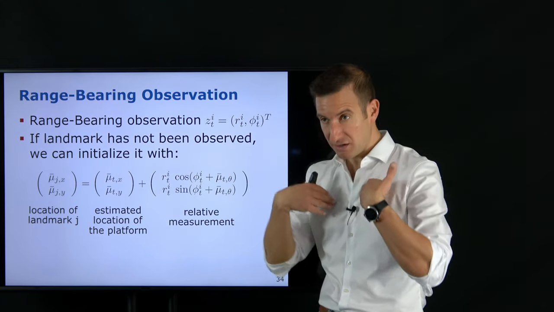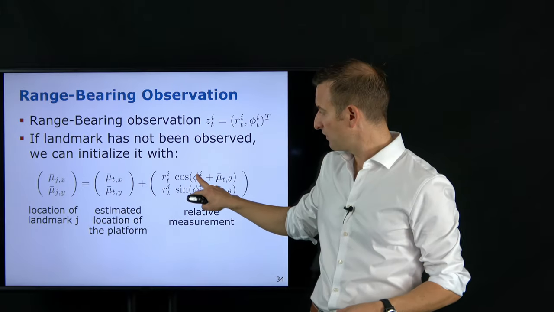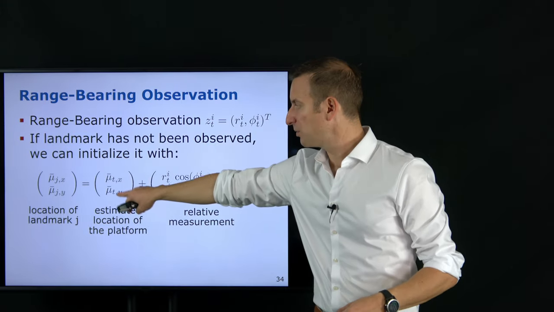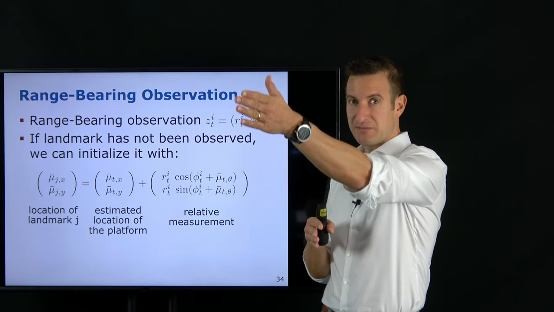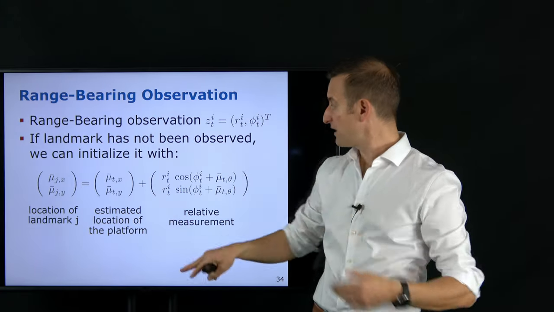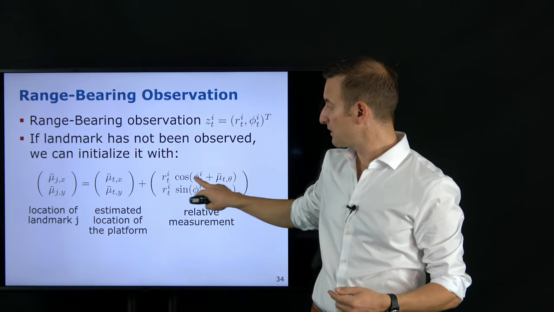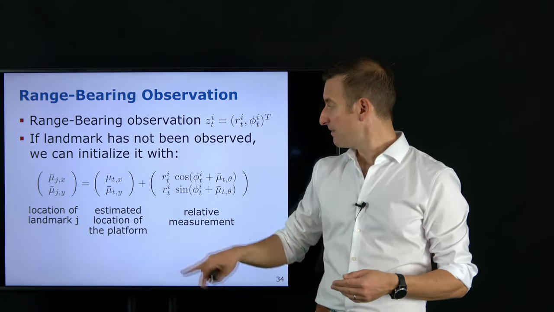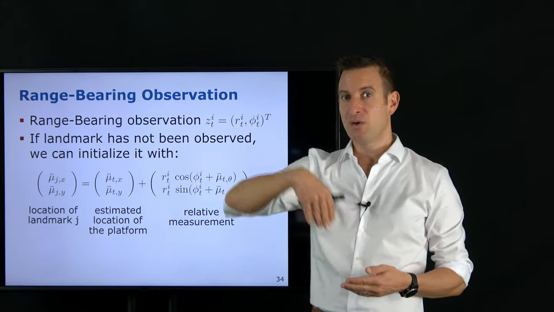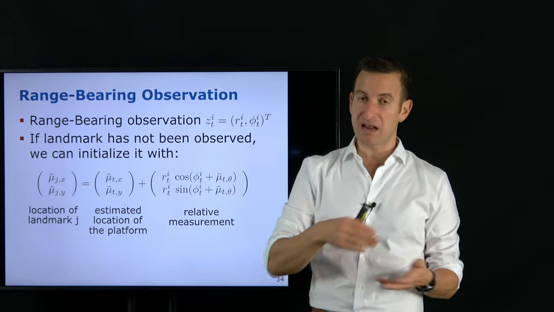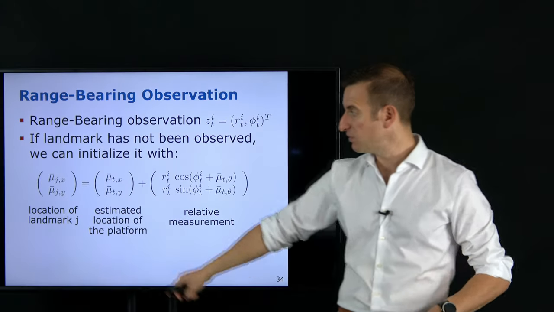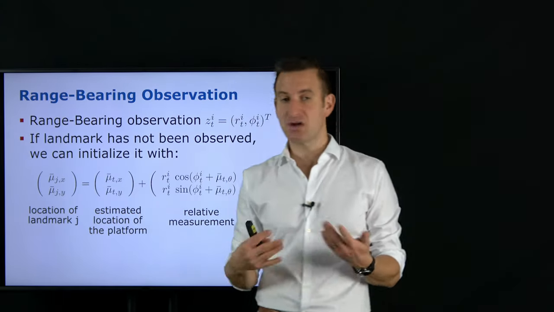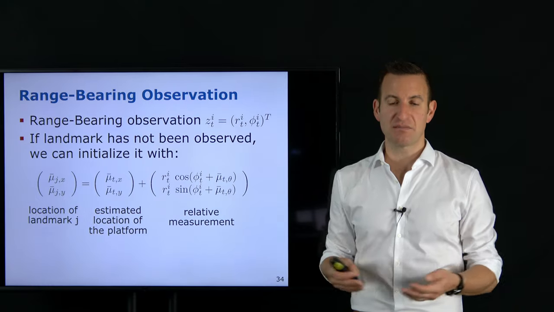So it's like I'm standing here, looking in this direction, so this is this quantity and this quantity. And then the point is 5 meters away and 30 degrees to my right-hand side. This would be the 30 degrees to my right-hand side, this would be the 5 meters. Then this function with the cosine tells me how I need to update my x-coordinate and my y-coordinate in order to get the position of the point. This would be the predicted location of landmark j, where it should be.